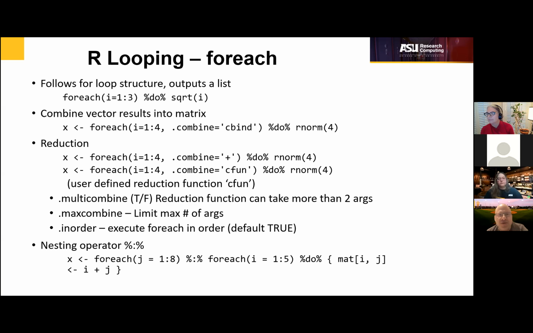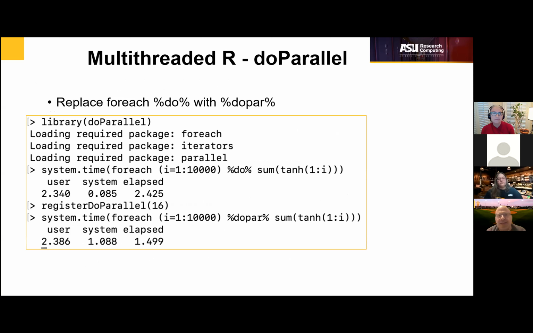So moving to the next slide, what you can see is I can load in the library doParallel, and now we have multi-threading available with the foreach. What you see here is I've got a system time where I have a %do%, and I'm running this across a sum of hyperbolic tangents from 1 to i. And then I just say registerDoParallel, and now I just replace my %do% with a %dopar%, and I have multi-threading available there. So this is yet another option for you if you're looking to multi-thread your loops.